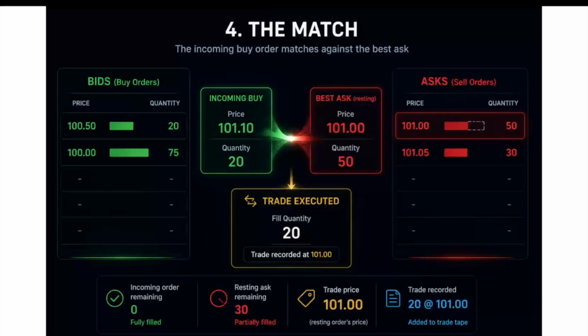And also the trade price is recorded at the lowest of the two prices. So in this case, that is the best ask. And that is always going to be the case. It will always be the best ask. It's never going to be greater than the best ask, or else there wouldn't be a match at all. Okay, so that leaves us with 30 remaining of whatever we are selling here. On the ask side, trade price of 101.0 and a trade recorded for 20 at 101.0.